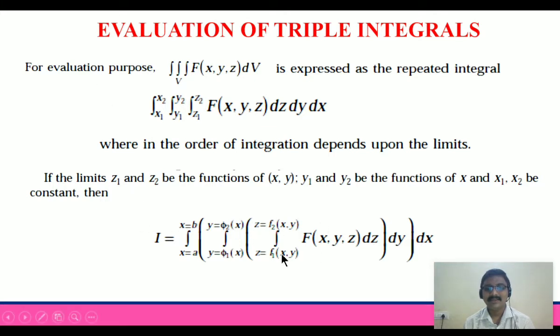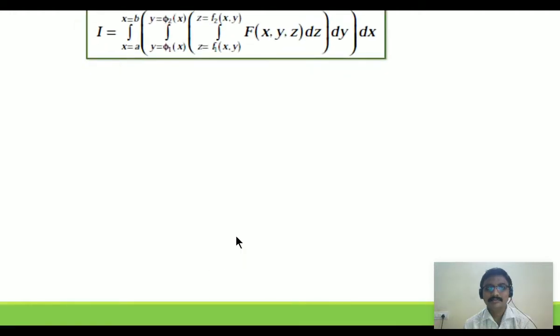That is, z limits are in terms of x and y, integration with respect to z is the most inner integral, and then for the outer integral, y limits are in terms of x, integration with respect to y, and the most outer integral is integration with respect to x, because here x limits are constants.